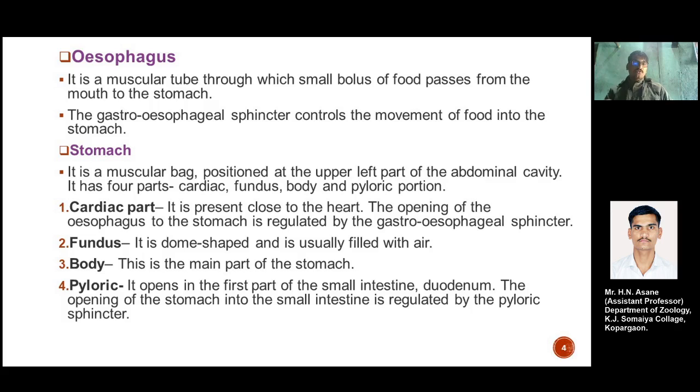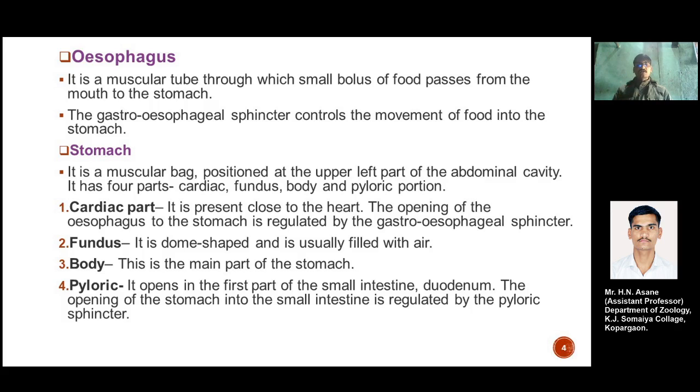The gastroesophageal sphincter controls the movement of food into the stomach. The stomach is a muscular bag, as we know, and it is positioned in the upper left part of the abdominal cavity, and it has four parts.